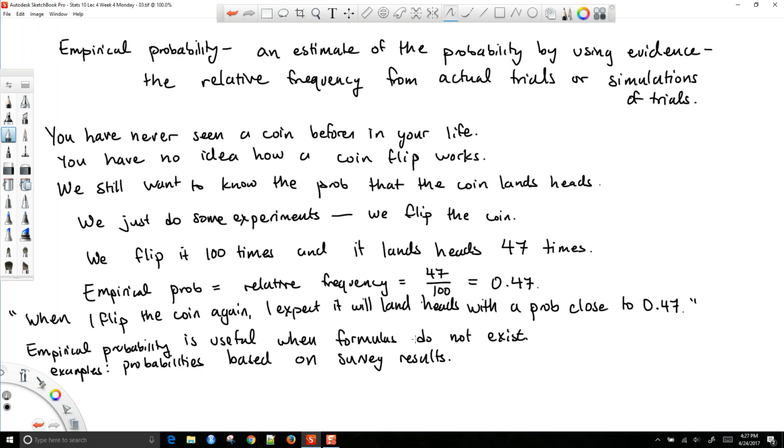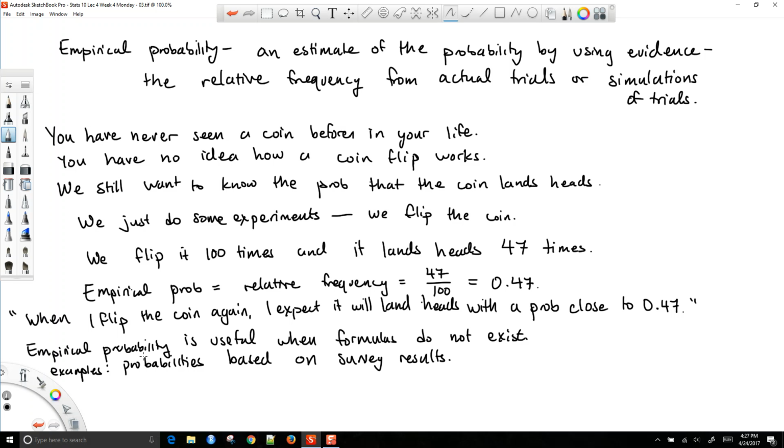And maybe you simulate 1,000 games, and in 1,000 games, Team A wins 62% of the time. Okay, therefore, your guess of the actual probability that Team A will win is going to be 62%. Of course, that's going to depend on how good your simulation is, but the fact that you're not just plugging numbers into a formula, but rather you are running simulations, that makes it an empirical probability.